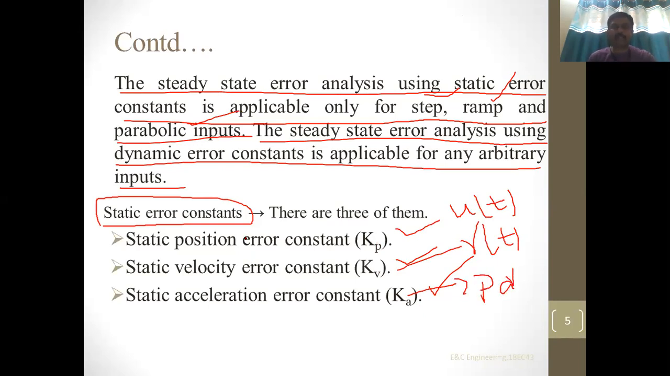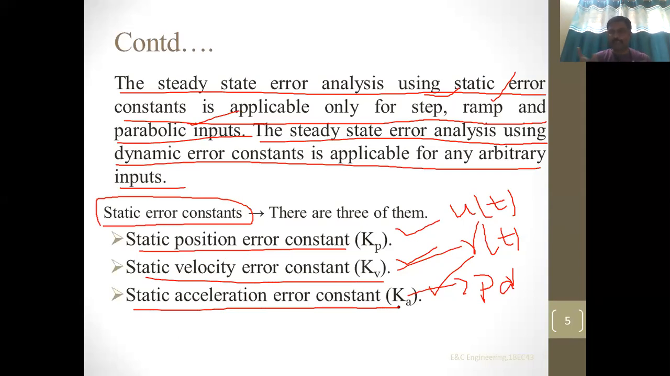Kp is nothing but the static position error constant or coefficient. Where does this Kp come into the picture? Kp comes into the picture with respect to R(s) when it has the value of unit step input, and Kv comes into the picture when R(s) is a ramp input. And this static acceleration error constant Ka comes into the picture when the applied input R(s) is parabolic input. Did you get my point?